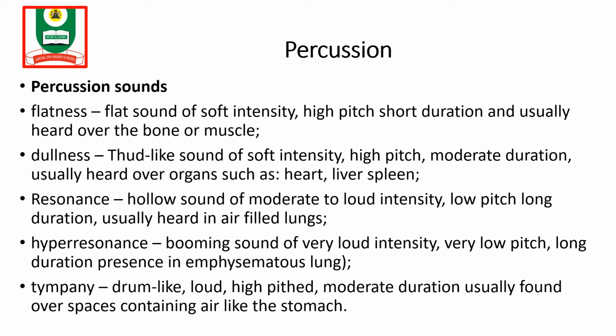Then the fourth type of percussion sound is hyper resonant, and this hyper resonant sound has a very loud intensity and lasts long in duration. You can only hear this kind of sound over the lung when the lung is filled with air that is supposed not to be there, and that is the condition known as emphysema or emphysematous lung. So when you are hearing hyper resonant sound over the lung, you know that there is a problem in that lung.